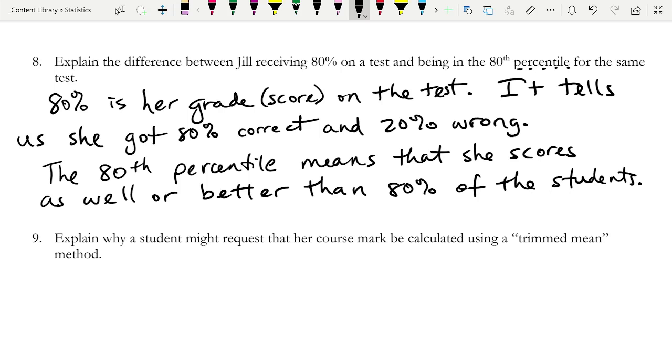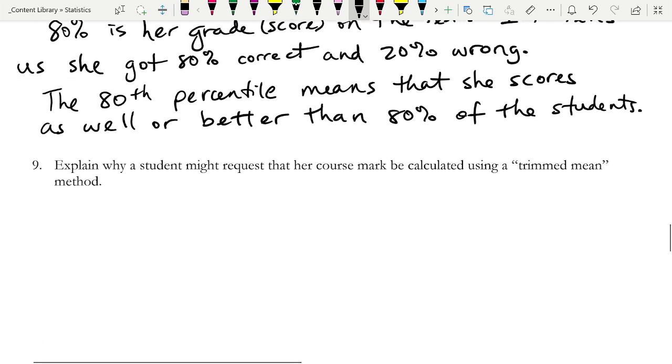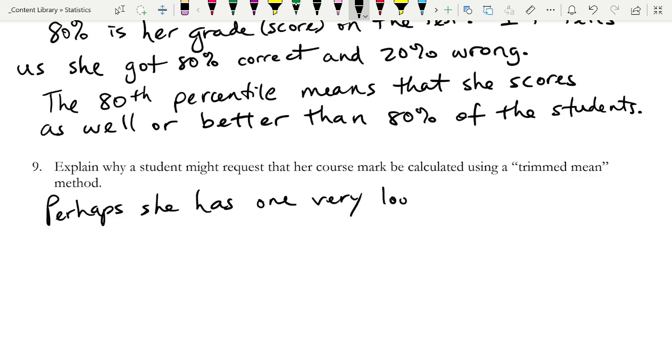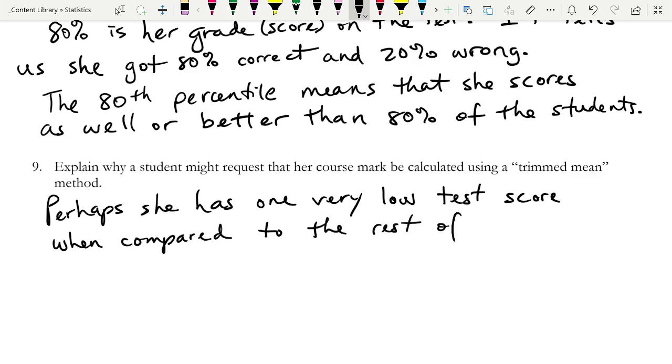Finally, explain why a student might request that her course mark be calculated using a trimmed mean. Well, there you go. Okay. Perhaps she has one very low test score when compared to the rest of her average.